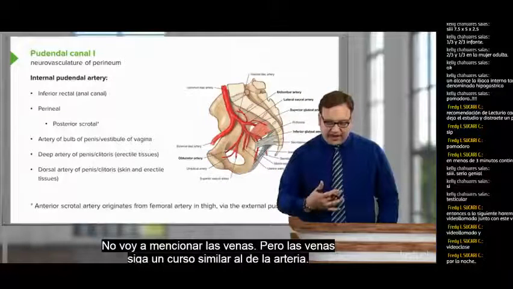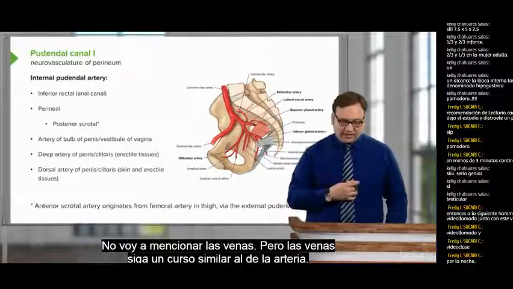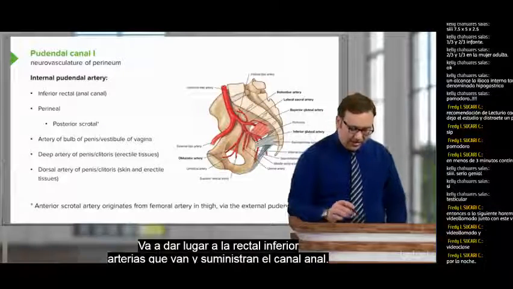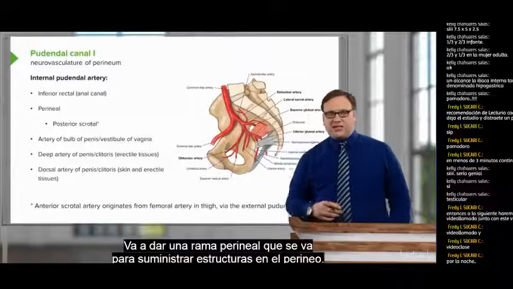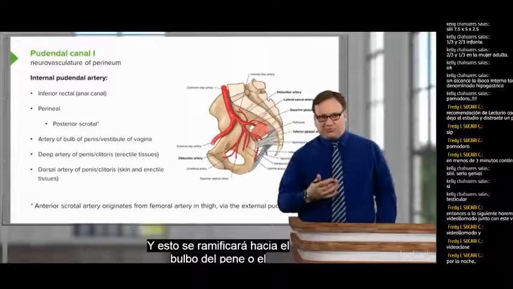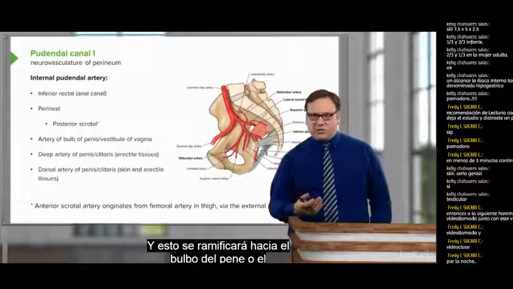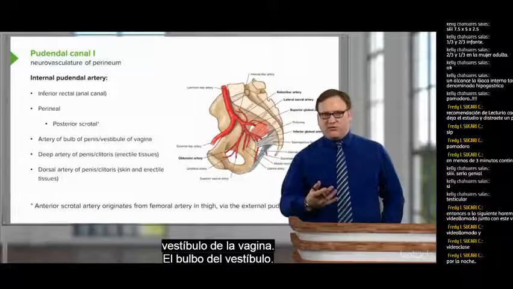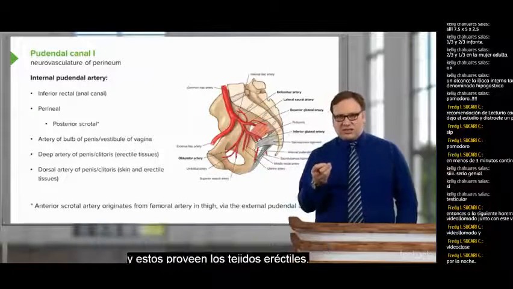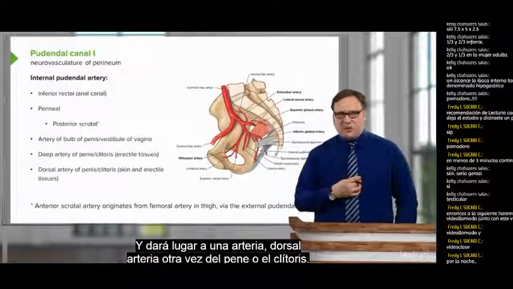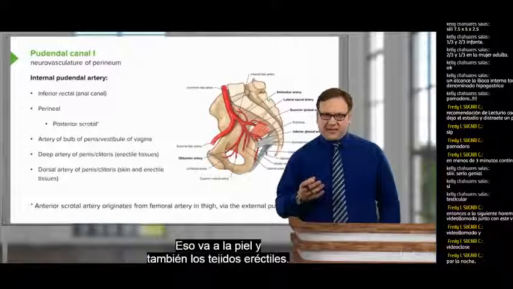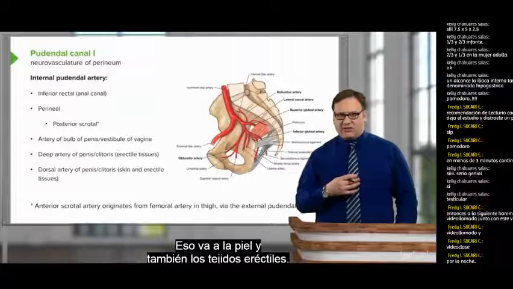I'm not going to mention the veins, but the veins will follow a similar course to that of the artery. So the internal pudendal artery is going to give rise to the inferior rectal arteries that go to supply the anal canal. It's going to give a perineal branch that goes to supply structures in the perineum. And this will branch off to the bulb of the penis or the vestibule of the vagina, the bulb of the vestibule. It'll also give rise to the deep arteries of either the penis or the clitoris, and these supply the erectile tissues. And it will give rise to the dorsal artery of the penis or clitoris, that goes to the skin and also the erectile tissues.